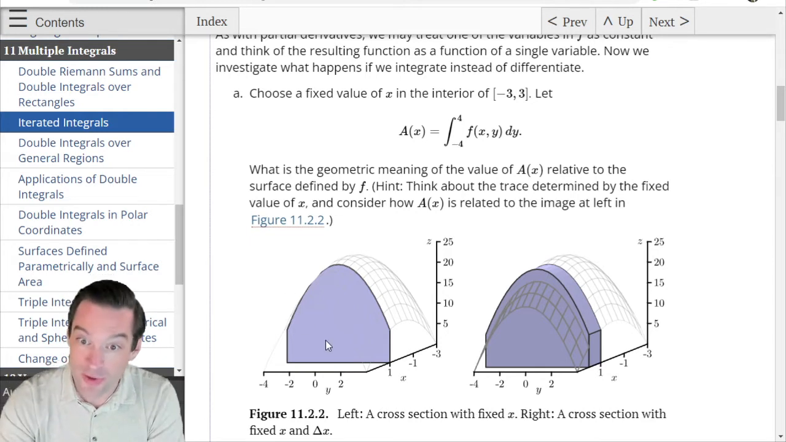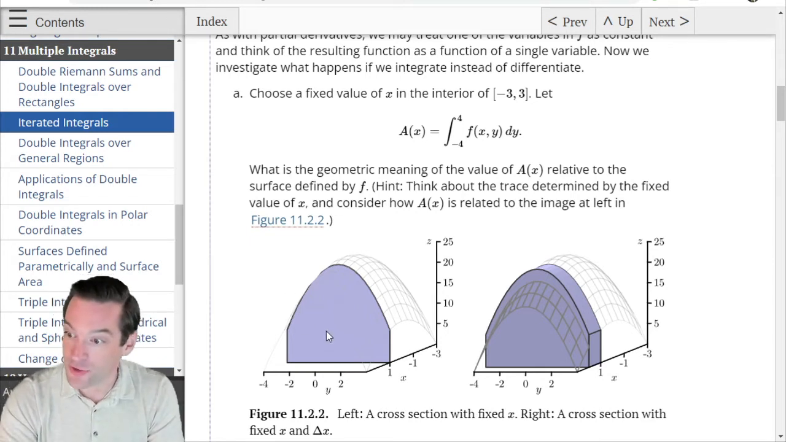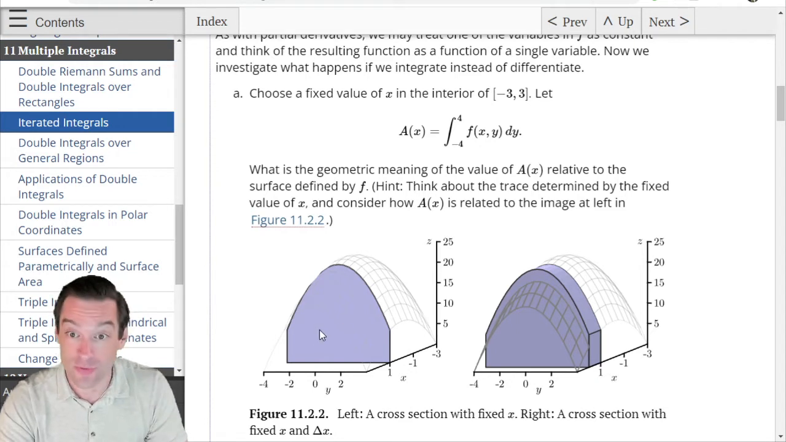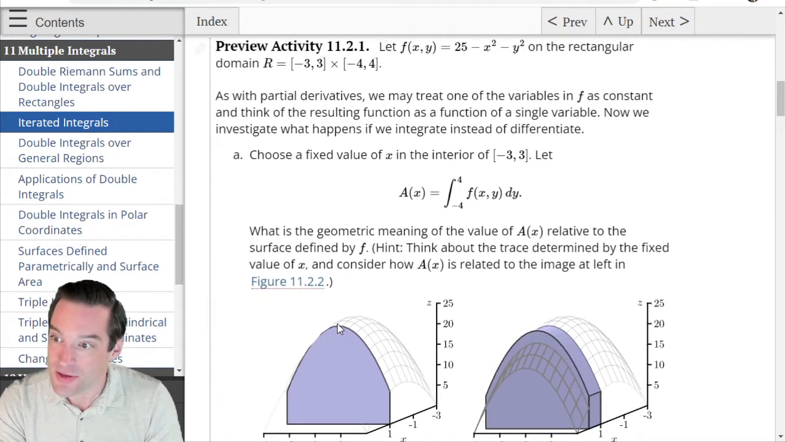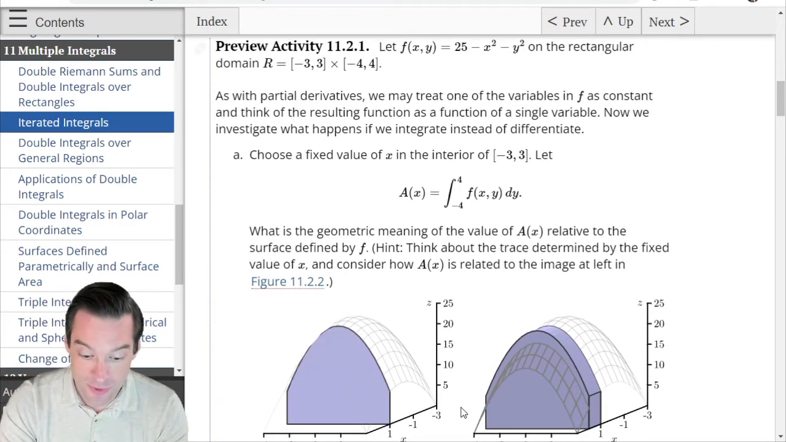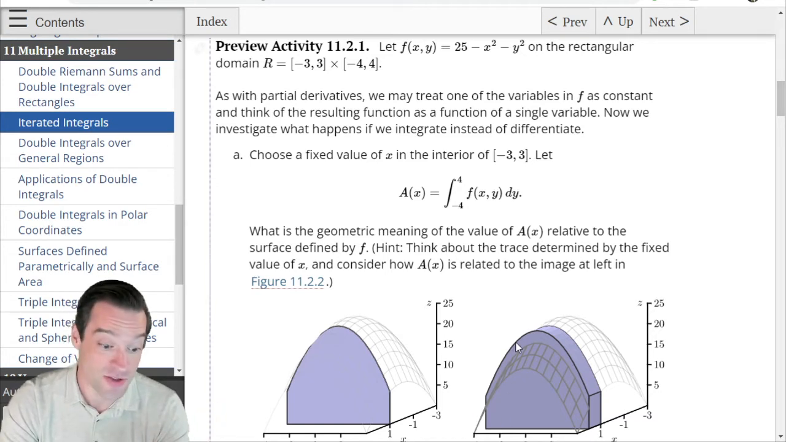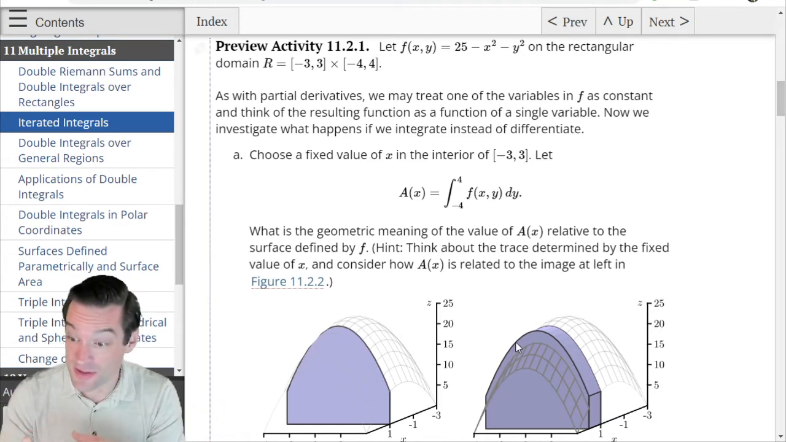To find the area of one of these slices, we do an integral with respect to y, treating x like it's a constant. And then to get the total volume, we use an integral to add up all those areas as functions of x. So the integral with respect to y gives us the areas, and then the integral of that with respect to x totals up the volumes. This preview activity takes us through the process of what that looks like. And I've done the last part for you, which is the interpretation of how the Riemann sum suggested in question C turns into an integral.